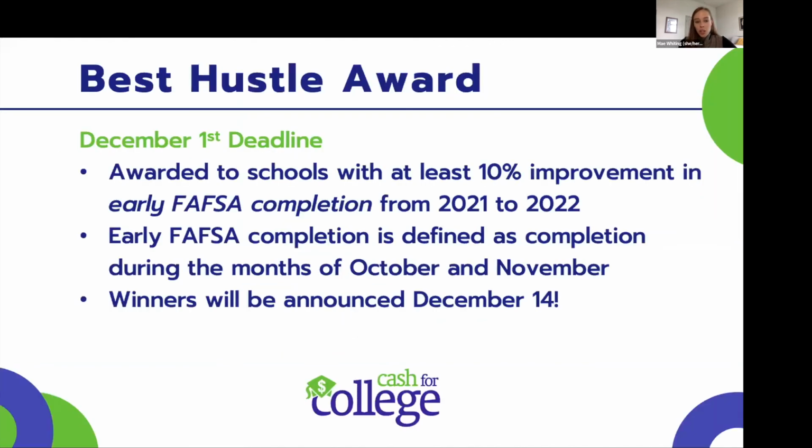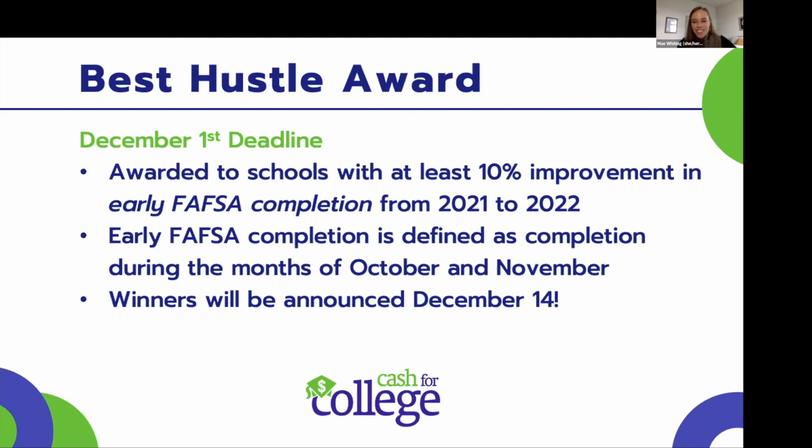Just want to do a quick reminder, this was also in our newsletter this morning, of our Best Hustle Award, which has a December 1st deadline. This award is given to schools with at least 10% improvement in early FAFSA completion. So we're comparing early completion in 2021 to early completion in 2022, and we're defining early completion as completion during the months of October and November.